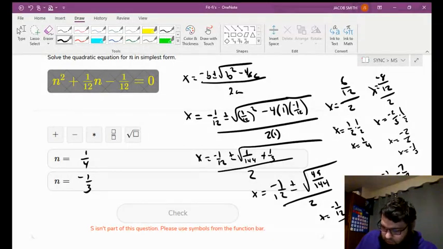And let me just double check myself for that one. So I have x squared plus 1/12 x minus 1/12. And I have 1/4 as one answer and negative 1/3 as the other. Yes. So that's it. All right.